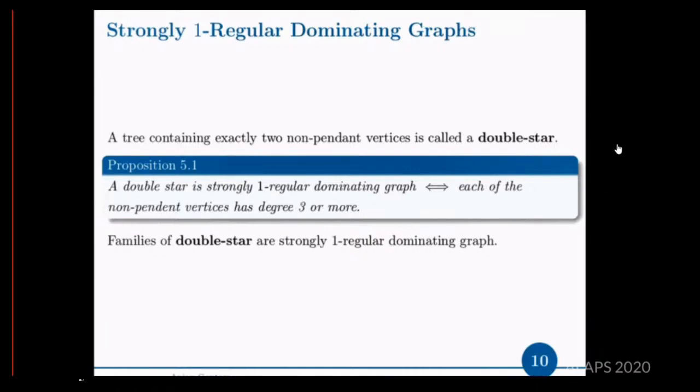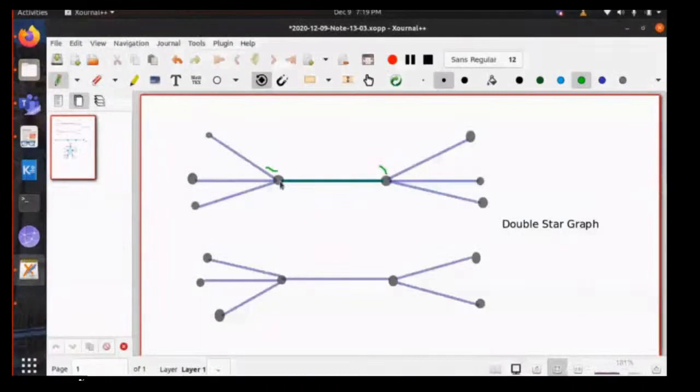Now I would like to show you some examples. As the proposition says, every non-pendant vertex should have degree three or more. So this double star is one regular as the dominating set contains this vertex and this vertex. So this graph is going to be strongly one regular.